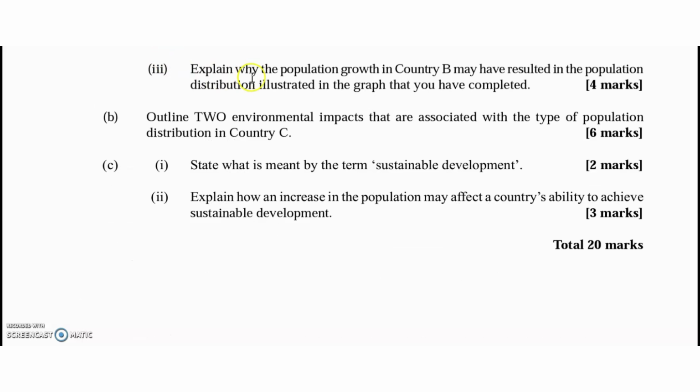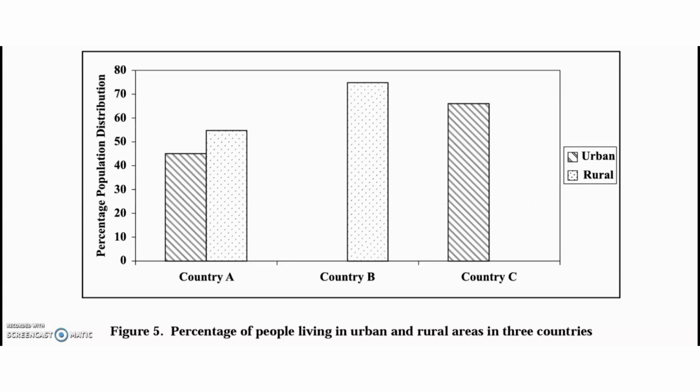Now, part 3, very quickly, explain why the population growth in country B has resulted in the population distribution illustrated in the graph that you have completed. All right, for country B, that is. Now, it can potentially be that the rural population here for country B is associated with a higher birth rate and higher fertility rates in comparison to those who reside in the urban environments. Hence the reason why the rural population is 75%, while the urban population is 25%. So obviously the birth rates and the fertility rates would contribute to the population numbers in these particular areas. All right, so keep that in mind for me, please.